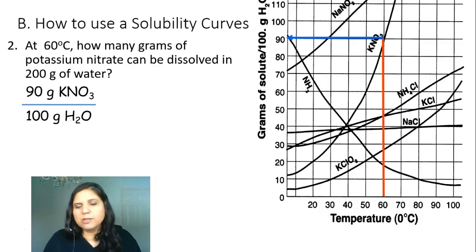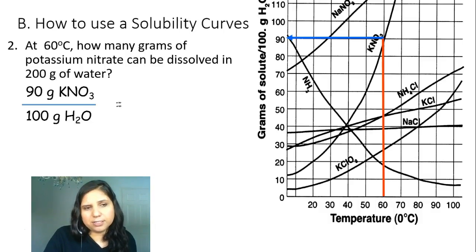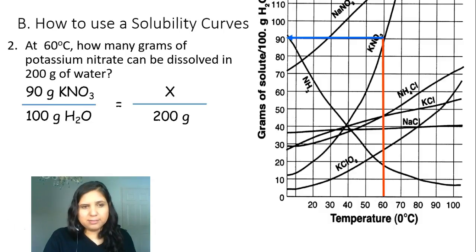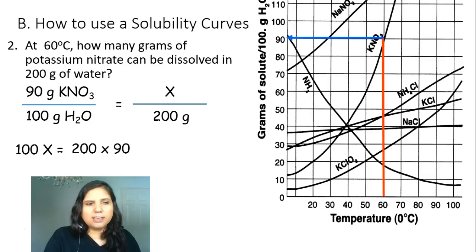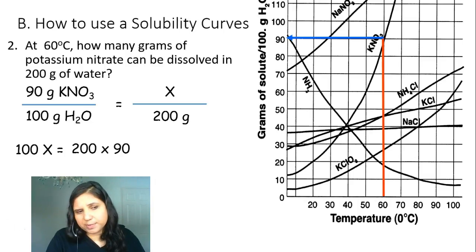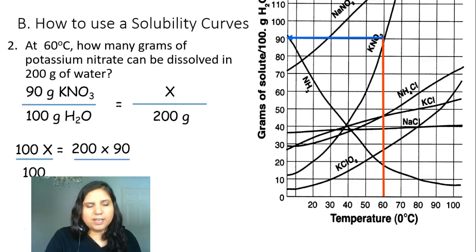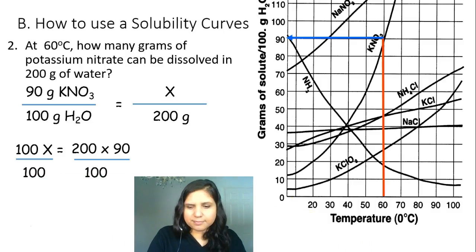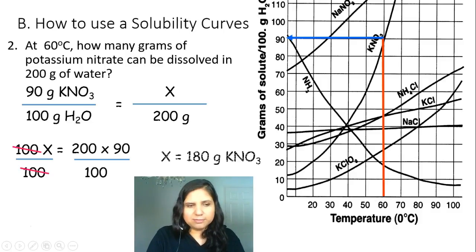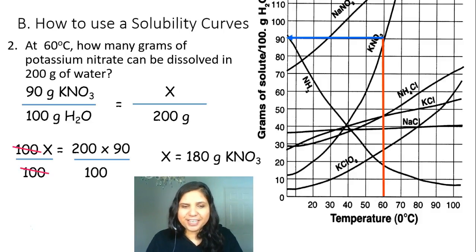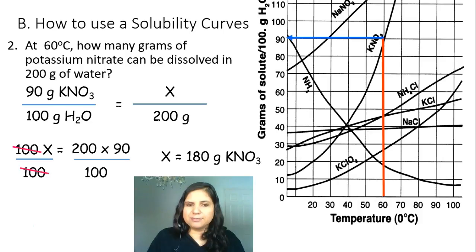How do you figure that out? Well, what we're going to do is use a proportion. So if we know that 90 will fit in 100, then x, which is what we don't know, will fit in 200. Okay, so how do you treat the proportion? You cross multiply, get 100x is equal to 200 times 90, and then divide both sides by 100. And my answer becomes 180 grams of potassium nitrate.